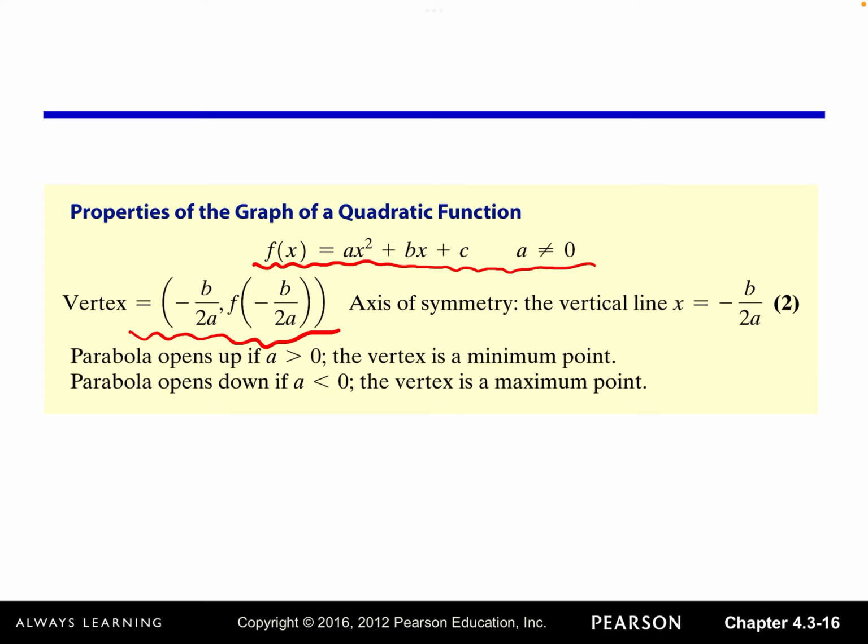Which is the x coordinate. Okay, if it's the vertex, we use h and k to represent it. So why don't we use x and y? Because we consider the vertex as a special point on the parabola. Okay, so we have a formula for that.